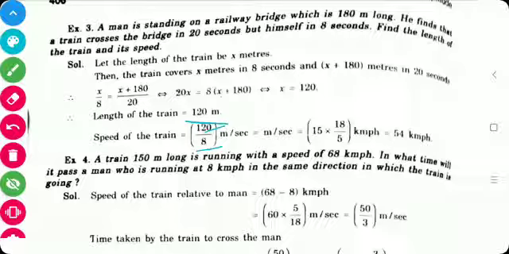So it is 15 meter per second. We will convert this into kilometer per hour. So it is 15 into 18 by 5. 5 3s are 15, 3 times 18 is 54. So the speed of the train is 54 kilometer per hour.